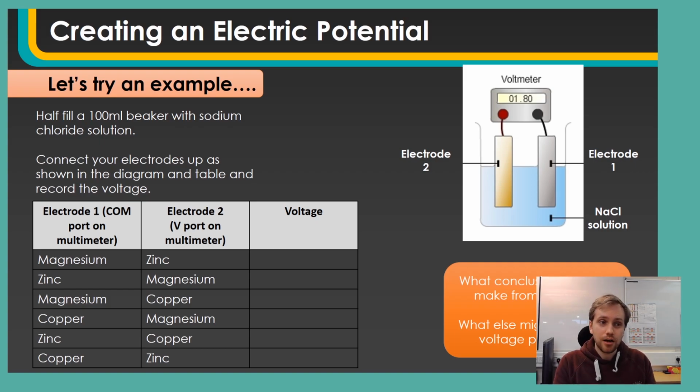So I'm going to take my beaker, 100 millilitres of salt solution in it, and then you can see in the table on the screen the different metals that I'm going to connect in that orientation. So I'm going to swap the metals over. You can see for the first test I'm going to do magnesium on electrode 1, then zinc, then I'm going to flip those over, and then I'm going to do the same thing with magnesium and copper, and then finally zinc and copper. It would be really useful if you could draw the table ready to record the results of the practical.